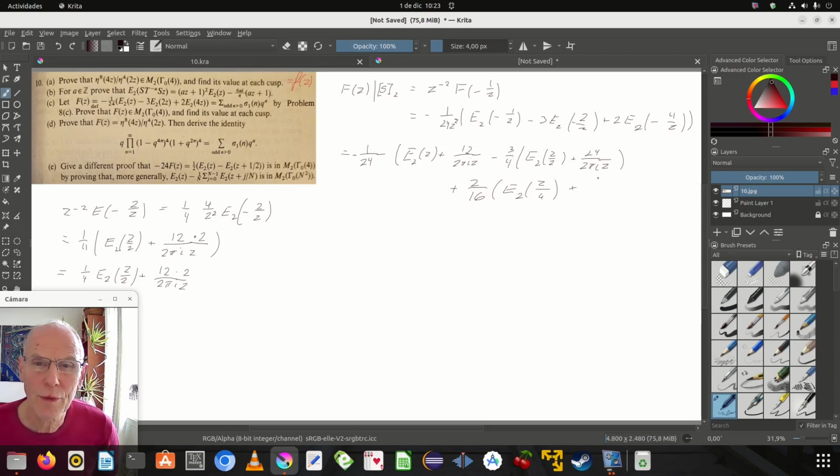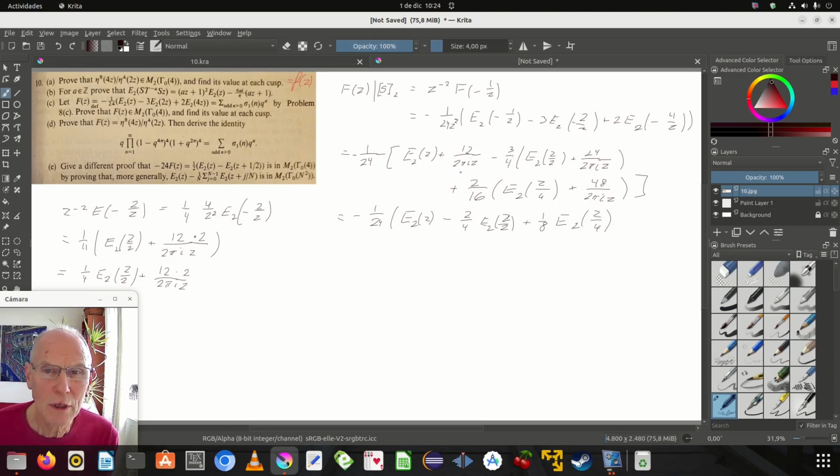Plus, and then 2 times 12 times 4, that's 48 z, and then the larger parenthesis, or the outer parenthesis. And now let's see what we have here. We have 12 minus 3/4 of 24. That's like 18. Plus 1/8 of 48. That's 6. That gives naught.